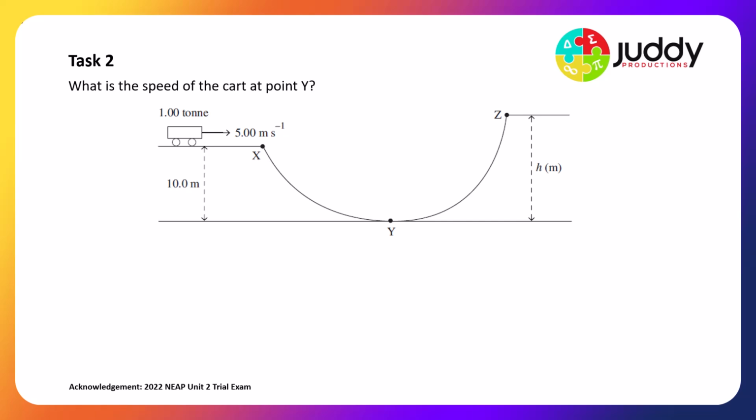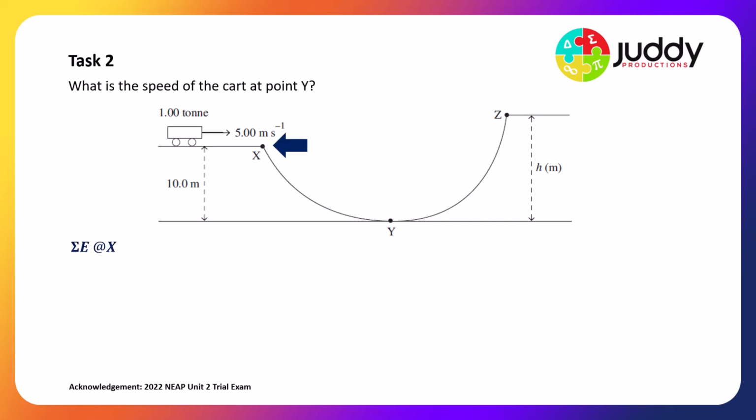Task number 2. What is the speed of the cart at point Y? Task number 2 requires the understanding that the sum of the energy within this roller coaster track is the same at all points. That is, the total or the sum of the energy at point X will be the same as the total or the sum of the energy at point Y and that of point Z and all other points in between. That is to say that energy is conserved. We can't create it or destroy it.